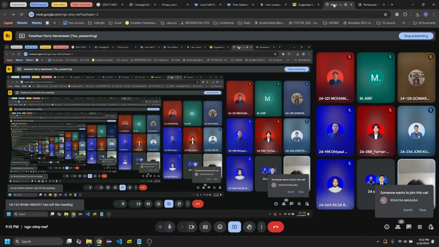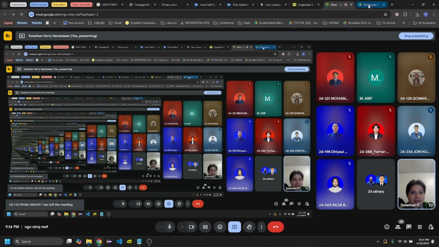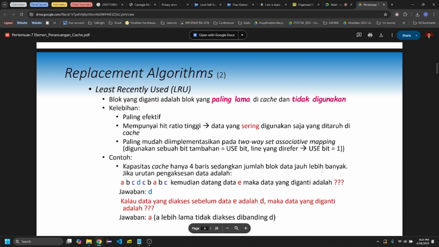Yes. Is there any question? Ada pertanyaan? Jadi lihat algoritma ini, dilihat yang paling jauh dari ujungnya itu adalah karakter yang mana, itu yang diganti sama LRU.